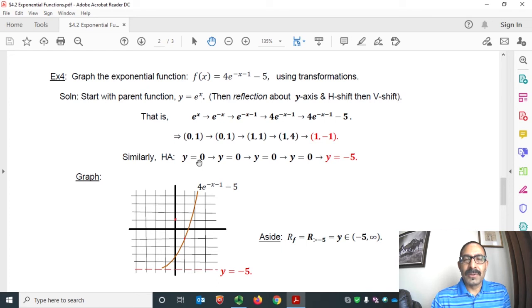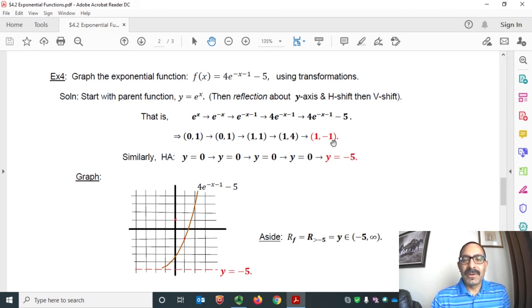Here's y equals to 0. Then here we are reflecting about the y-axis in our first transformation, so the HA remains itself, and in the next transformation we are multiplying the y value by 4, so again the HA remains itself, and then in the final transformation we are shifting the graph 5 units down. That means our horizontal asymptote also shifted 5 units down.